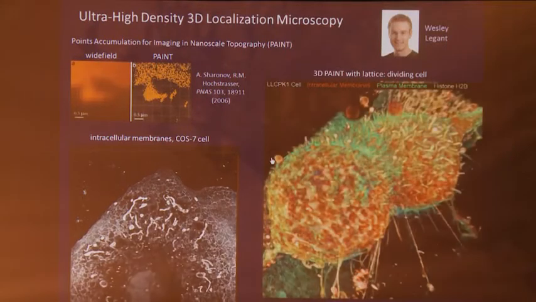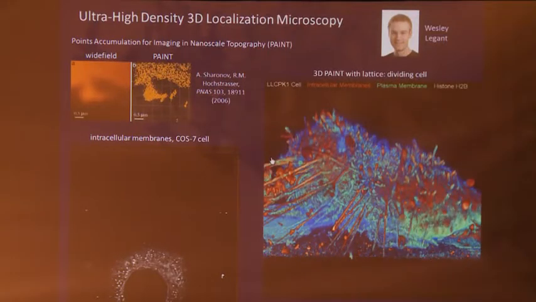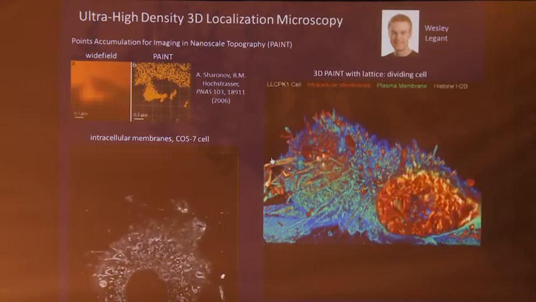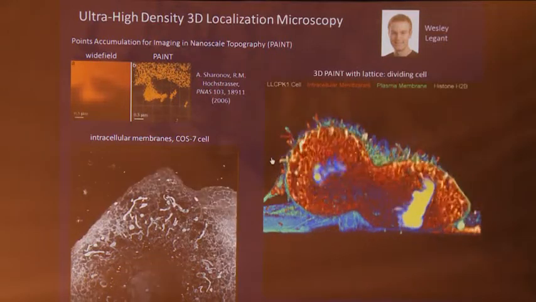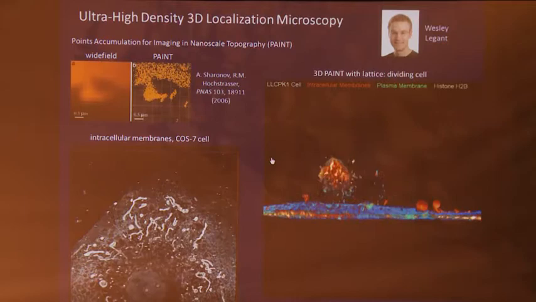The advantage of PAINT is that one of the major challenges of super-resolution fluorescence microscopy is getting enough labels on your sample that you decorate densely enough to get the resolution you want to get. It's a huge problem. And with PAINT, you have this infinite army of molecules in the media that can keep coming again and again and again.